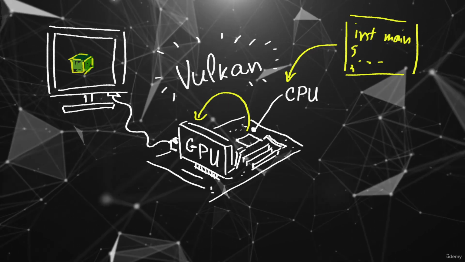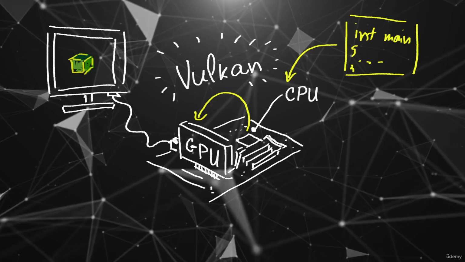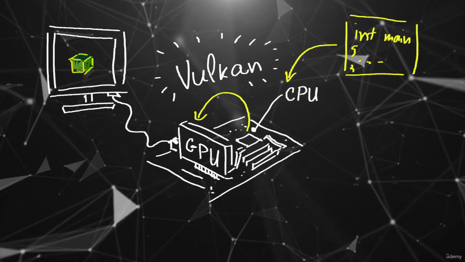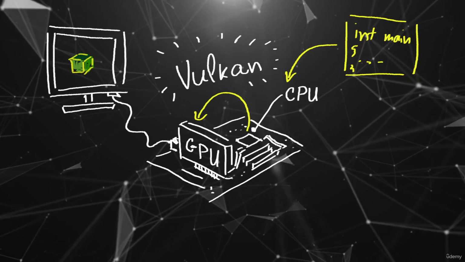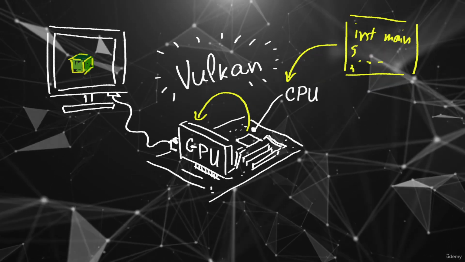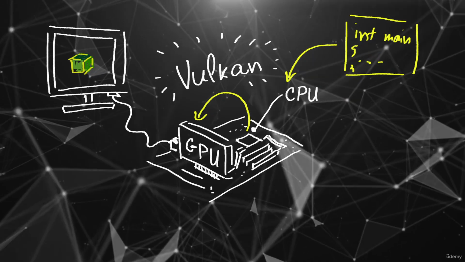Vulkan is a specification of how one should communicate with a graphical device. The device manufacturers like Nvidia and AMD then make sure their devices work with Vulkan. So the manufacturers create drivers that comply with Vulkan, and you write code that communicates with these drivers through Vulkan.